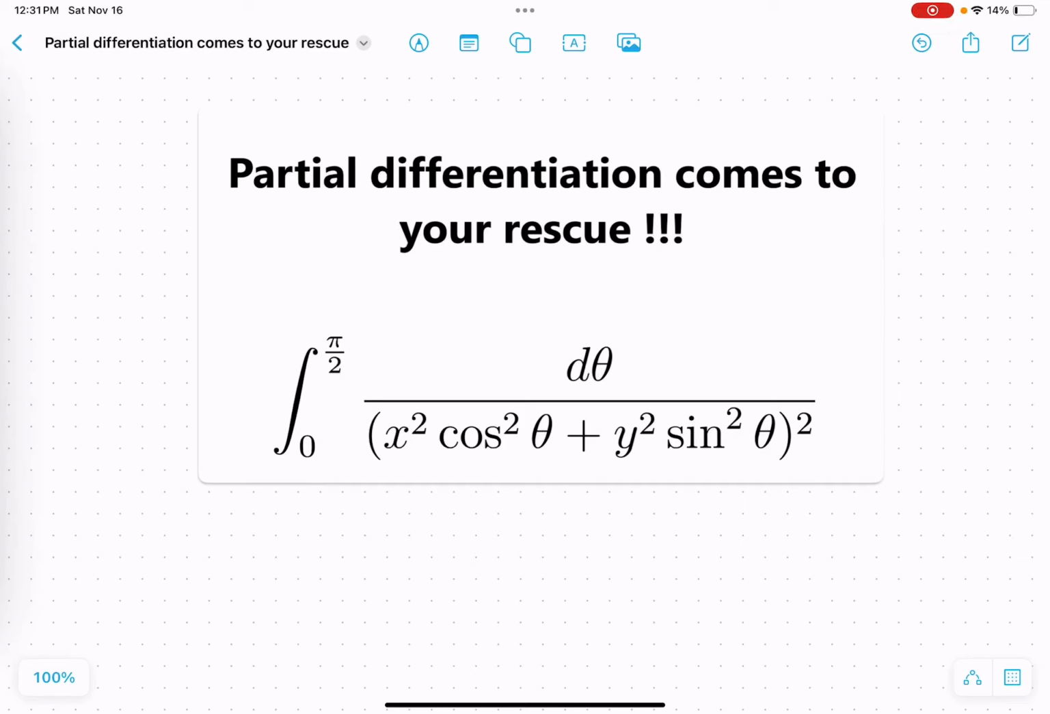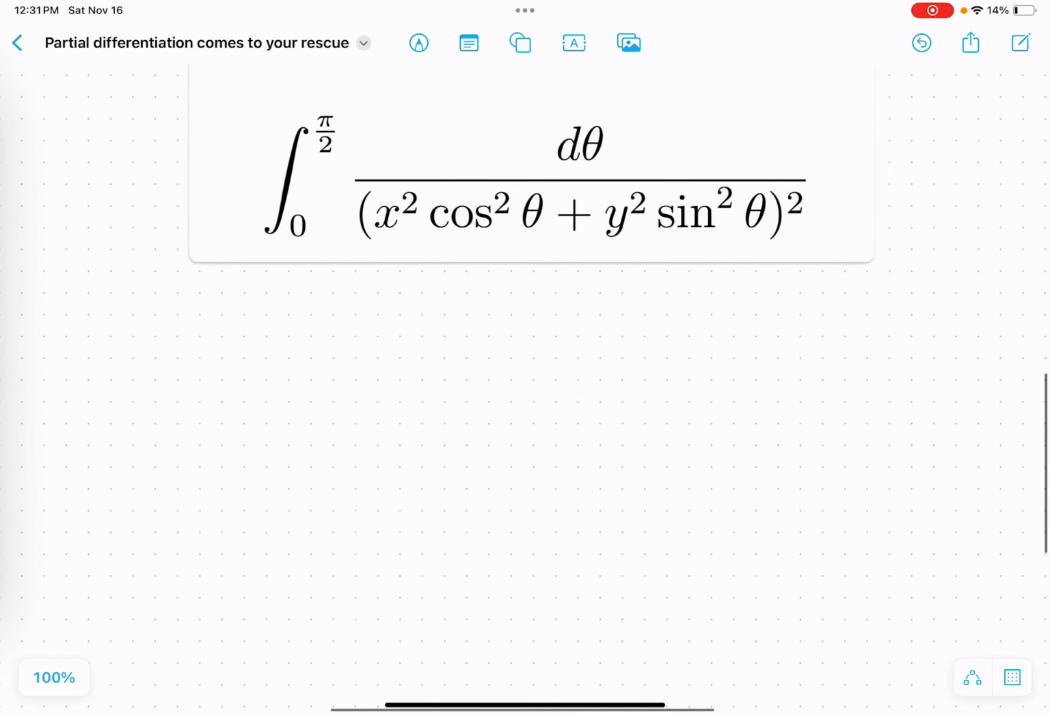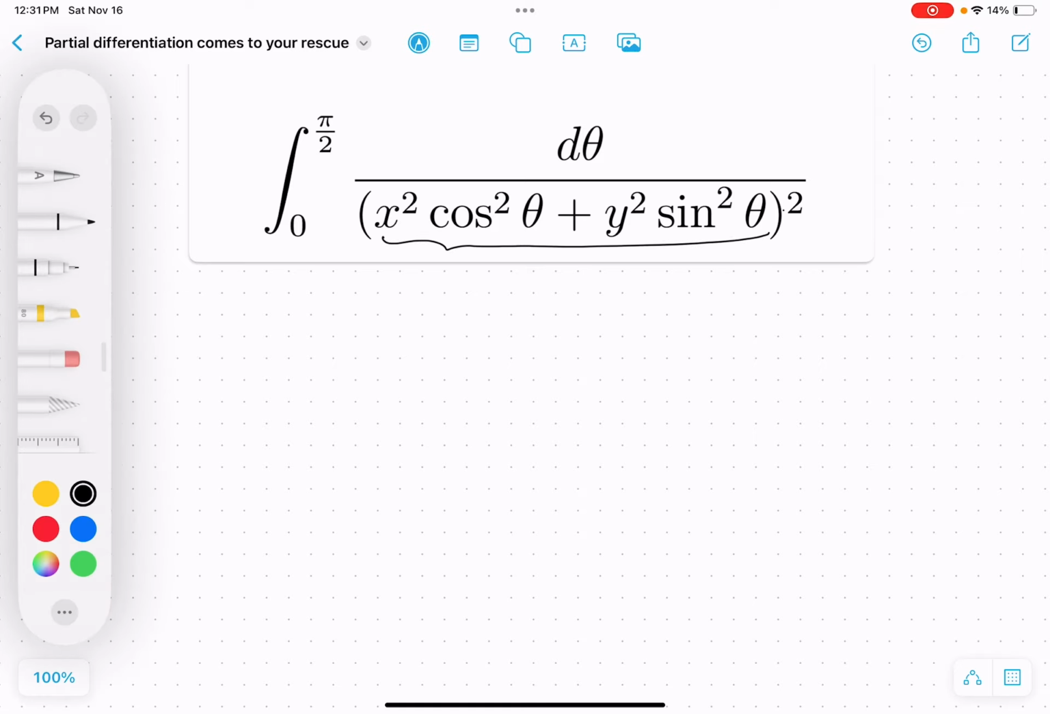Partial differentiation comes to your rescue. Now, to solve this problem, partial differentiation will be really helpful. The reason is, over here you can see that in the integrand we have a somewhat complicated expression in the denominator, which is again squared, right? And this square makes it a bit complicated.